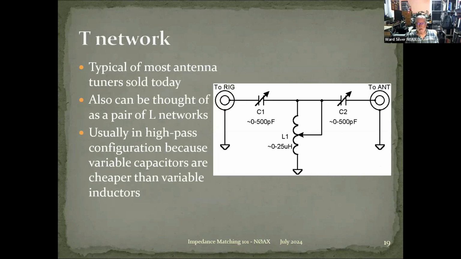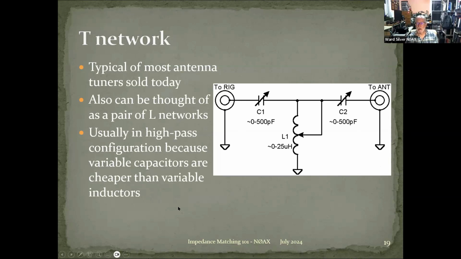Here's a T network. This is typical of most antenna tuners sold today. It can also be thought of as a pair of L networks. You can split this inductor. If you have two identical inductors that are in parallel, they combine to make this one inductor of half that value. So you can think of this again as a pair of L networks back to back in the shape of a T. And it's usually in a high pass configuration with an input and an output capacitor.